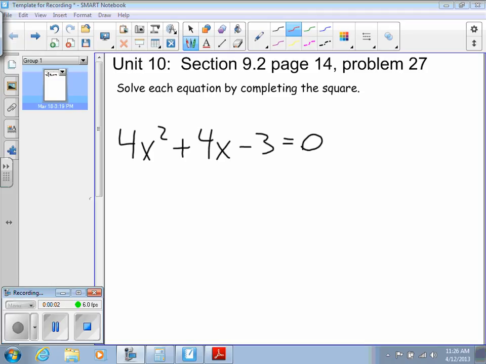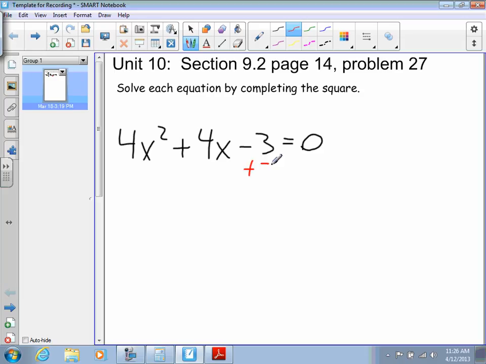Okay, so let's get the terms with the variables by themselves on the left side. Let's add 3 to both sides. So now I have 4x squared plus 4x equals 3.